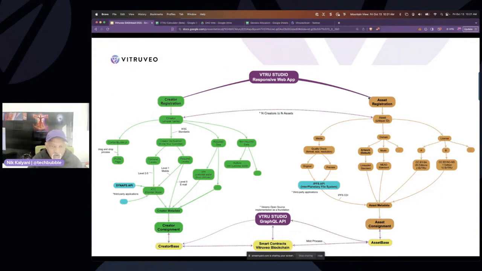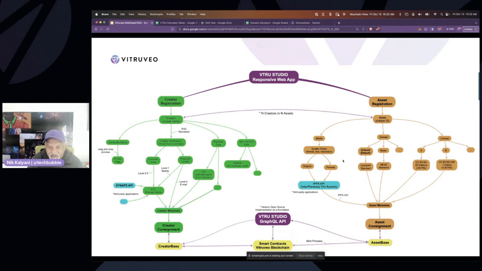It basically has two parts, and they correspond to creator base and asset base. On the left here, this is where the creator comes in and essentially goes through a KYC process. And you can see here that there's an external API, the Synapse API, that we are going to use to do the KYC in real time. So it happens in real time. And when the creator is done, their entry goes into the creator base.